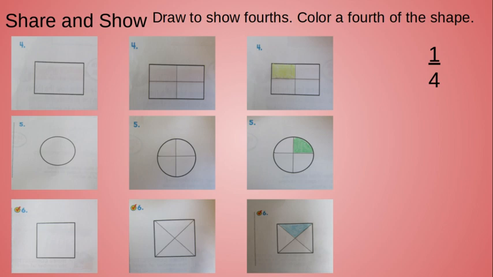All right, excellent job. We're ready to take on the on your own part. So the on your own directions. Make sure you read the directions for each part. The first 3 problems you're drawing to show halves and then coloring a half of the shape. Then the next 3 problems you're drawing to show thirds and coloring a third of the shape. And then the last 3 problems you're drawing to show fourths and color a fourth of the shape. Take your time with your lines, draw them with pencil, and then shade in your part. Go ahead, push pause. When you're ready to check over your work, hit play.